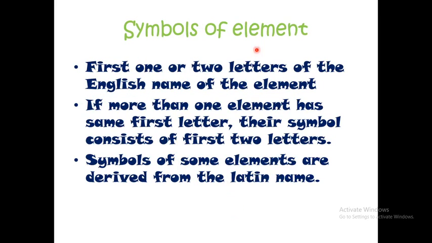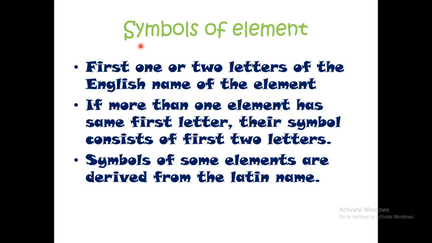Moving on to the symbols which we use to denote an element. A symbol is an abbreviation for the name of an element. It represents an atom of an element. Now, naming an element cannot be done in any way. We have to follow certain rules which are approved by IUPAC, that is International Union of Pure and Applied Chemistry. According to it, there are three different ways in which we can name an element.